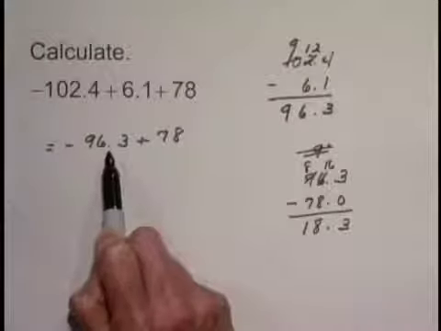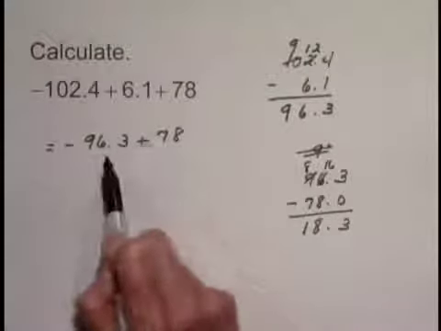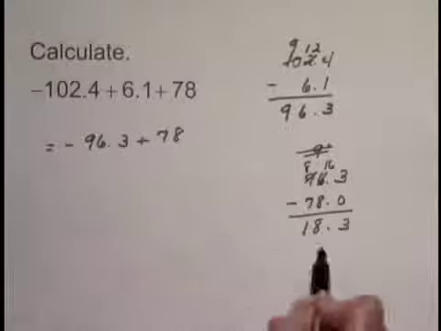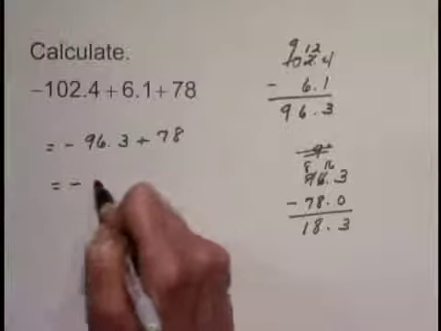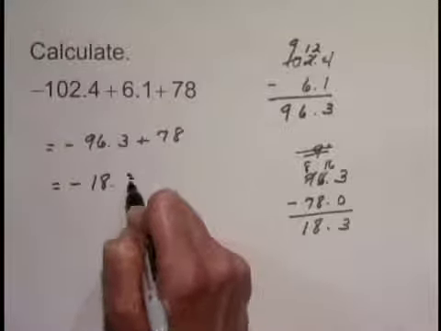Remember, I was adding a negative number and a positive number, and the negative number has the larger absolute value, so this sum is going to be a negative number. So the final result for this calculation is negative 18.3.